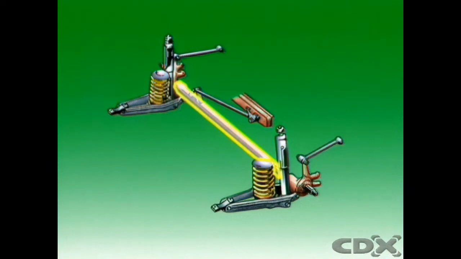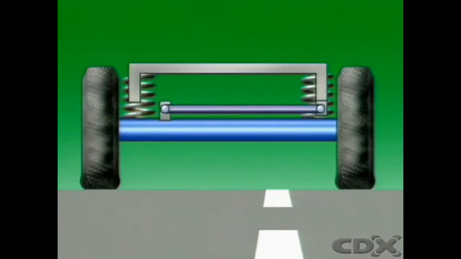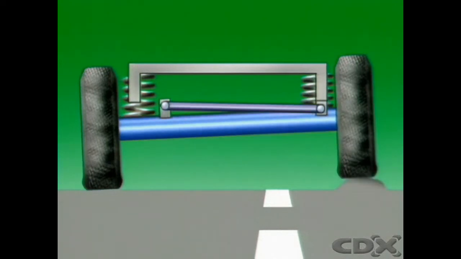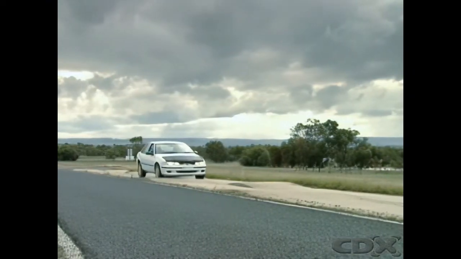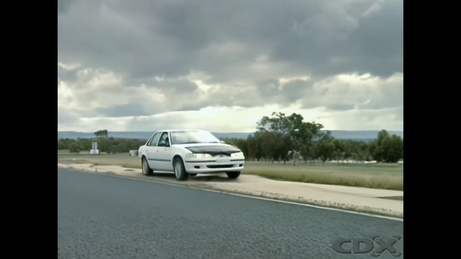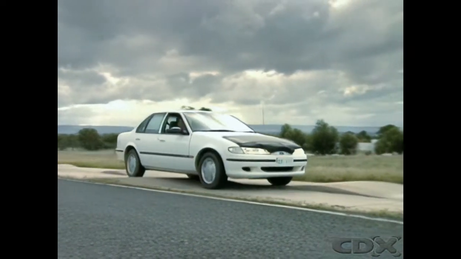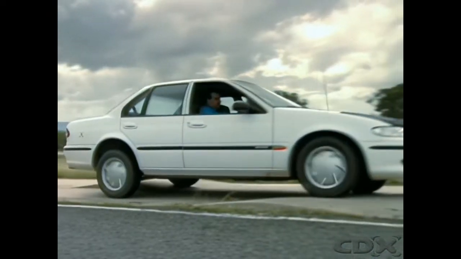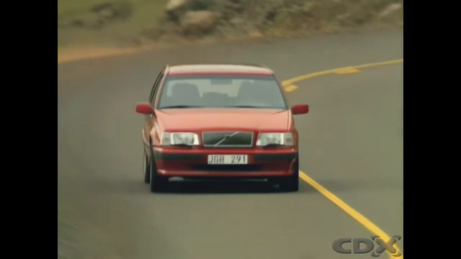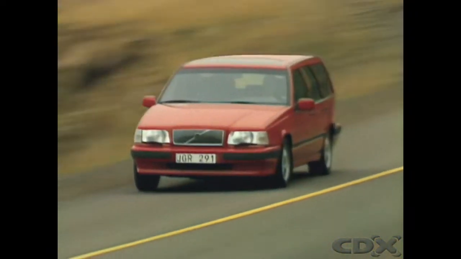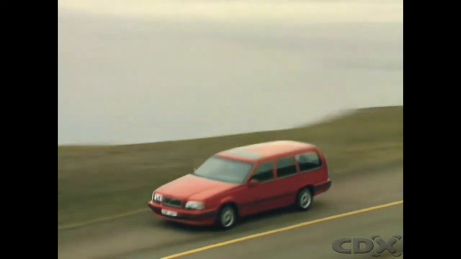Solid or beam axles connect the wheels on each side of the vehicle. This means the movement of a wheel on one side of the vehicle is transferred to the wheel on the other side. With independent suspension, the wheels can move independently of each other. This prevents the other wheel being affected by movement of the wheel on the opposite side, and this reduces body movement.